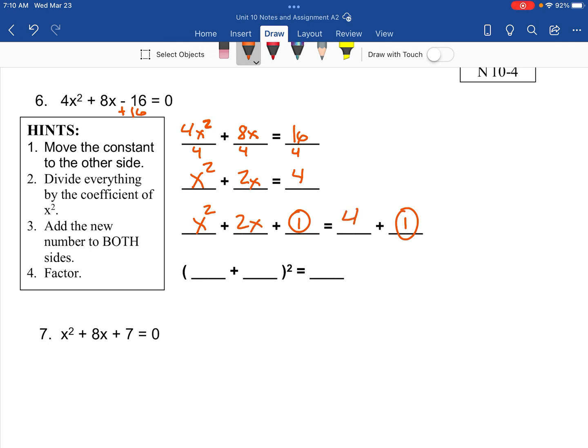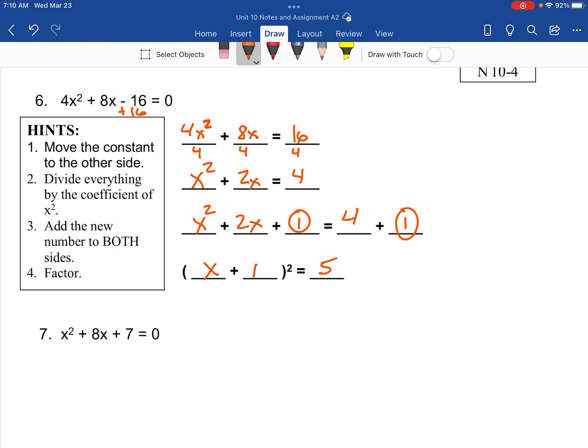So then simplify by factoring. Okay, x squared plus 2x plus 1 is a perfect square, which is (x + 1) quantity squared. And then 4 plus 1 is 5. Okay, and then that's what it would look like if we were to complete the square.